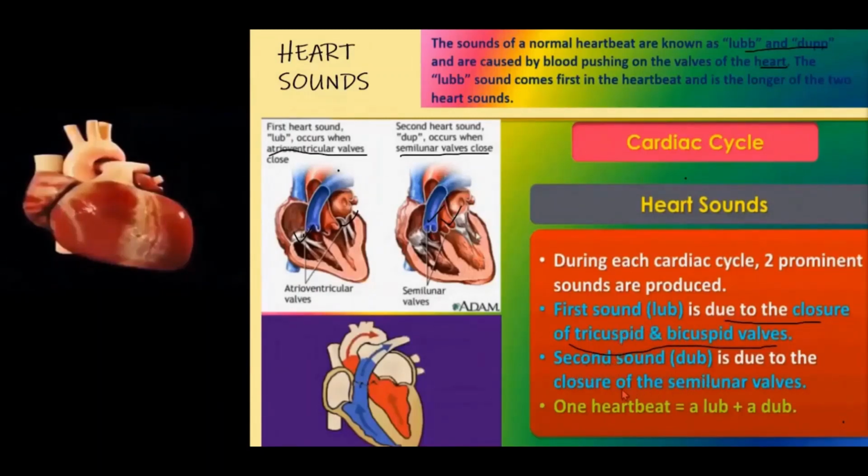The second sound is due to the closure of the semilunar valves. You heard it, is it? That is the dub sound. So lub and dub sounds are what the heart produces. Now one heartbeat is equal to a lub plus a dub sound. So one heartbeat is equal to a lub sound and a dub sound.